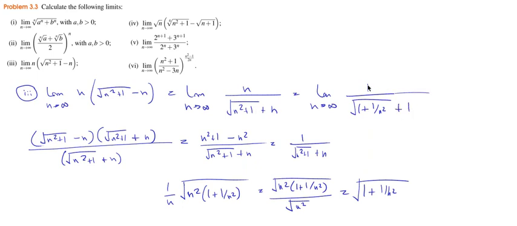So now the limit of this is the limit of 1 divided by the limit of this plus the limit of this. But this is 1, right? The limit of this. So we have 1 divided by 1 plus 1, 1 half. Okay?